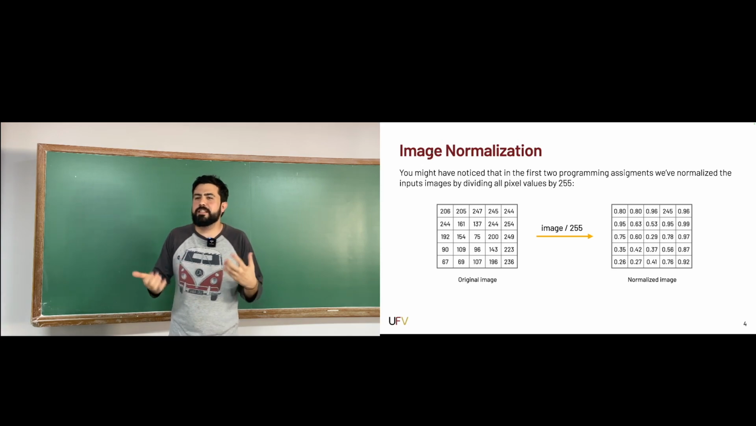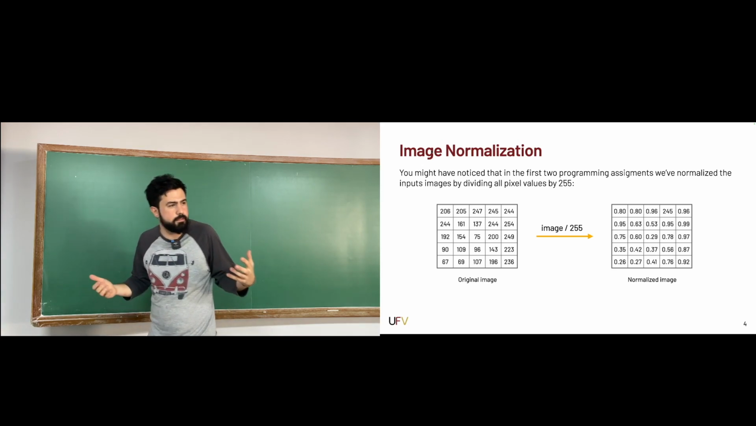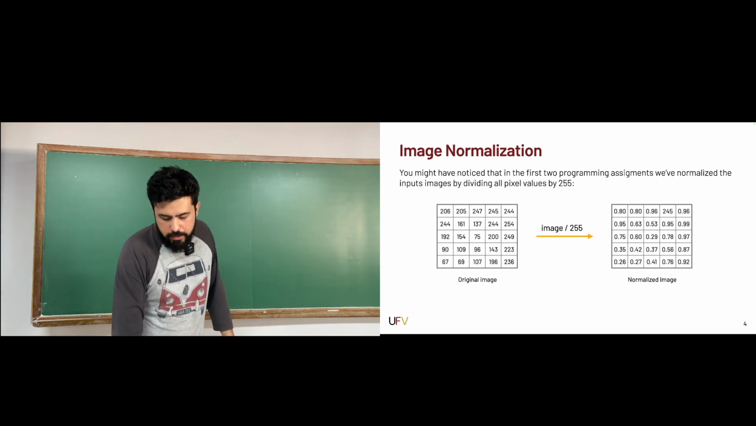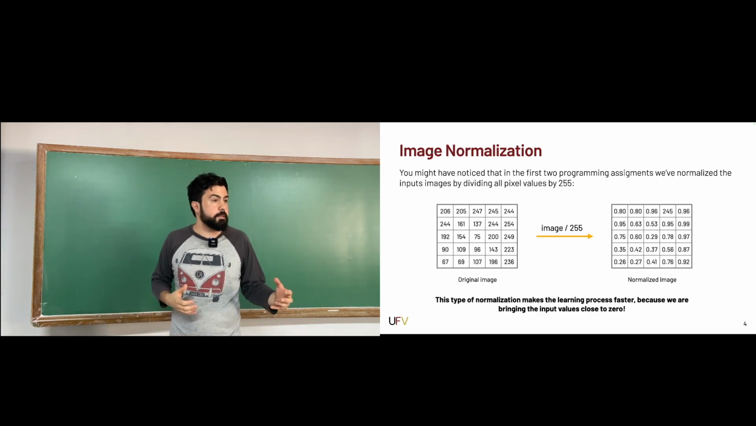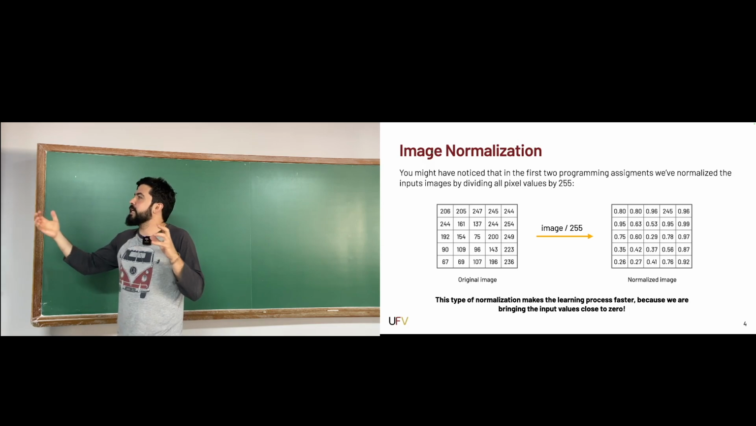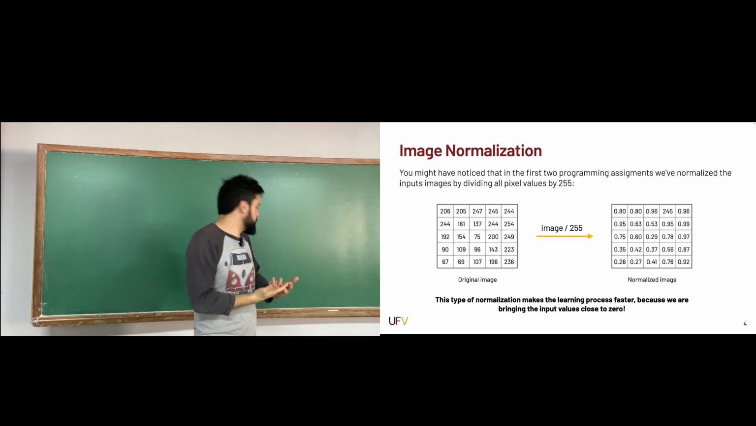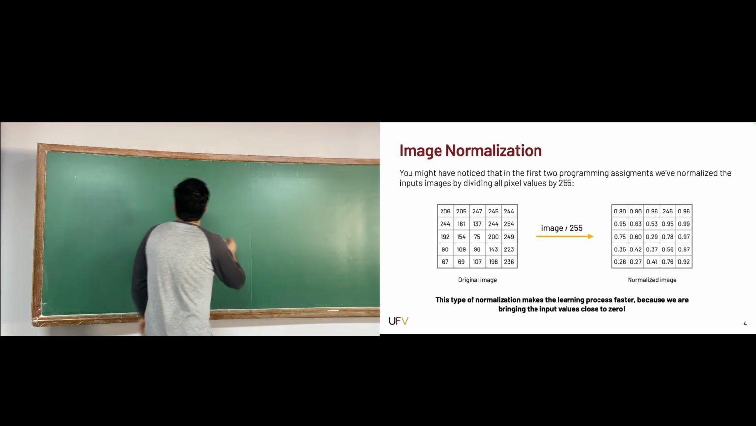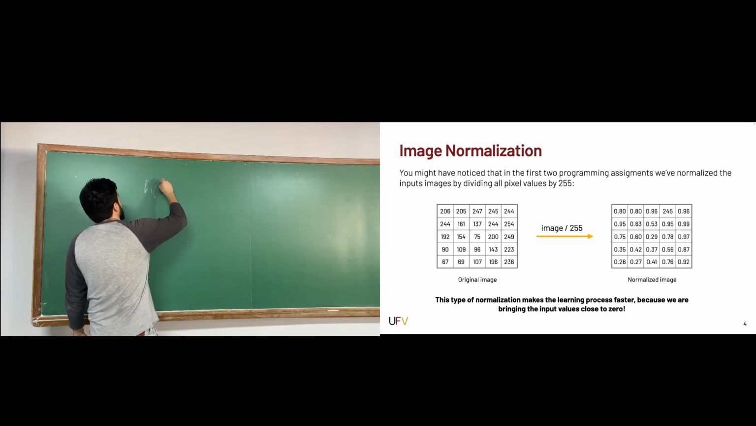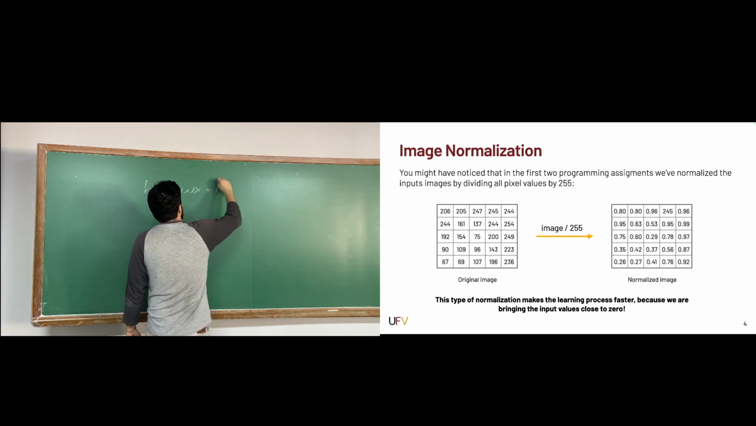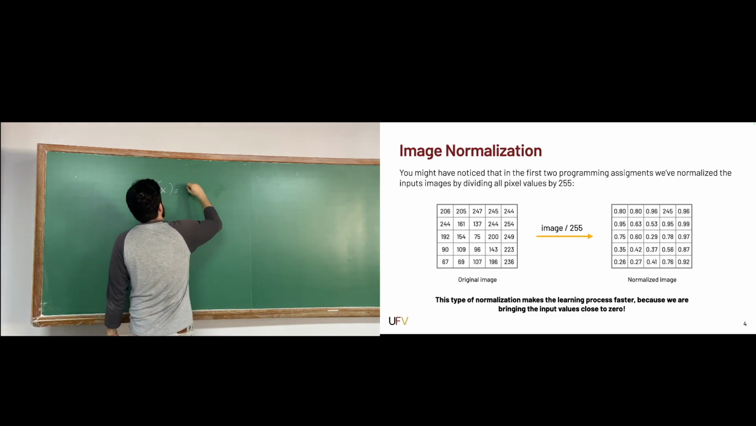And I wasn't discussing much why we do that, right? It turns out this makes training faster. Because the input values are closer to 0, and as we already know, if you have a hypothesis like this, let's actually add an activation function here.